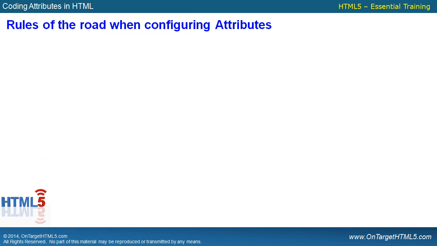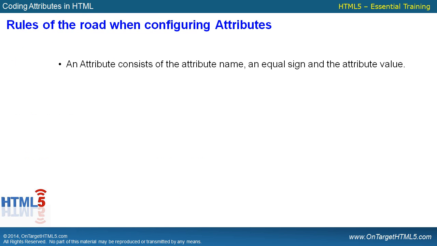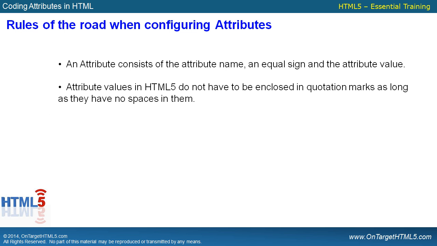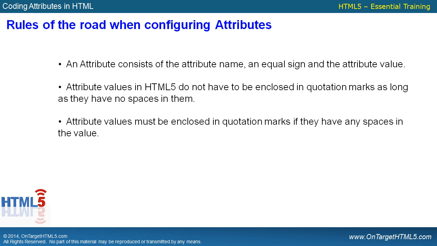So the rules of the road when we're configuring attributes. An attribute consists of the attribute name, an equal sign, and the attribute value. And remember, the only exception to that is the boolean attributes. Attribute values in HTML5 do not have to be enclosed in quotation marks as long as they have no spaces in them. And again, we're going to follow the old best practice standards and enclose those in quotation marks. But if you're poking around people's websites or web pages and you happen to see attributes without quotation marks, remember, in HTML5 they're not required as long as there's no spaces in the attribute value.